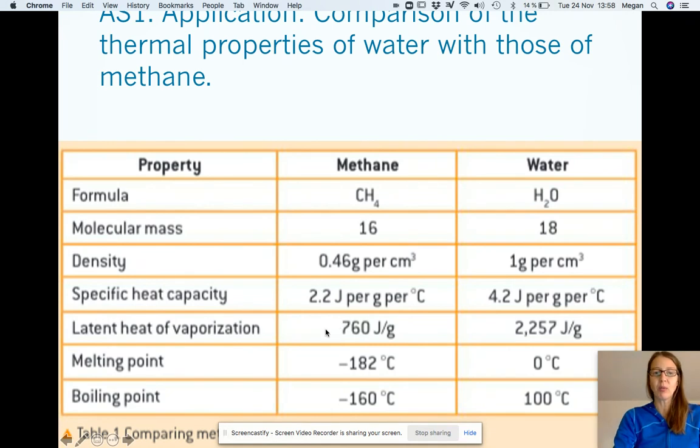But here's a really important one, the latent heat of vaporization. This is how much energy goes along with water when it evaporates. That's why it's such a good coolant. Whereas with methane, it doesn't take that much energy to get it to vaporize. And the specific heat capacity of water is way higher. It's double that of methane. You don't have to put a lot of energy into methane to get it to change temperature.